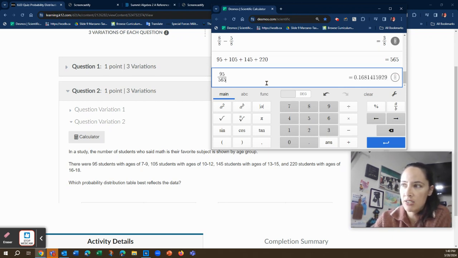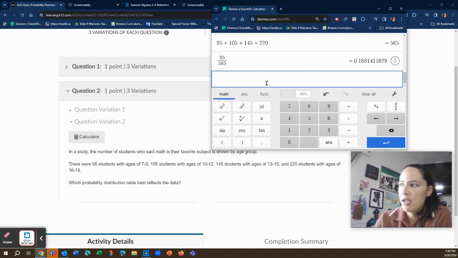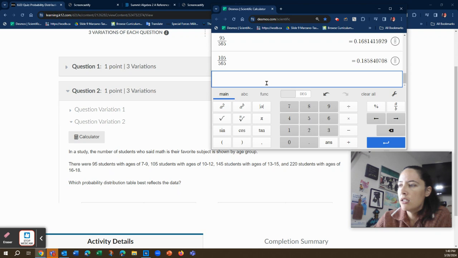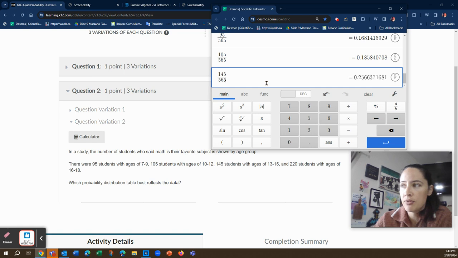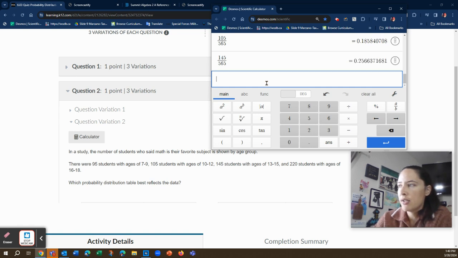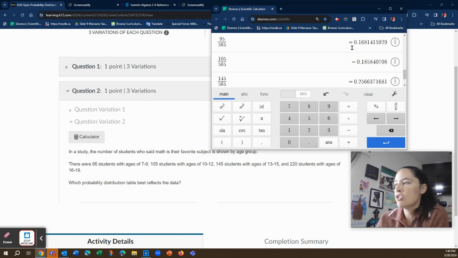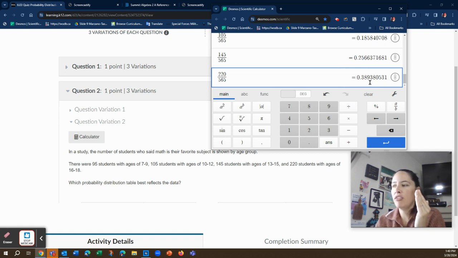95 divided by 565. Okay, so I'd round to 0.17. Then the other one is 105 divided by 565, which is 0.19 probably. And remember it said best, so we're going to have to pick the one that makes the most sense. 0.26, okay. And then 0.39. Okay, so look at this. It should be going up slightly, like 17, 19, 26, and 39, about like that.